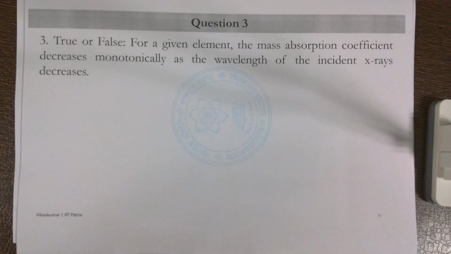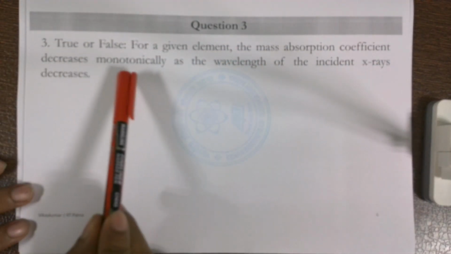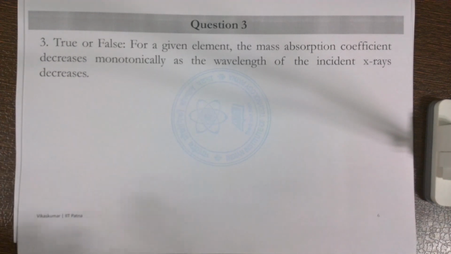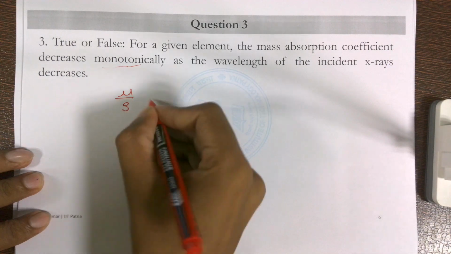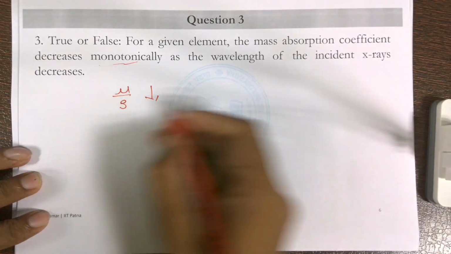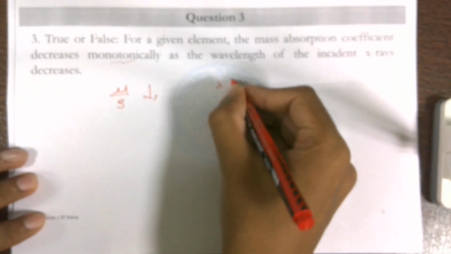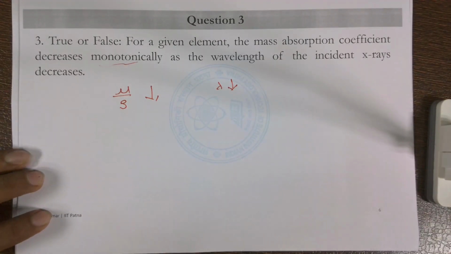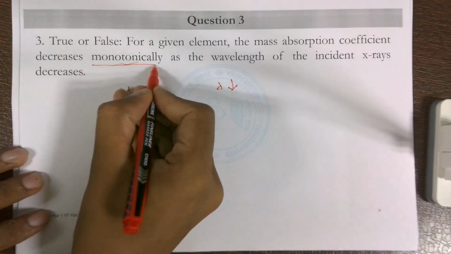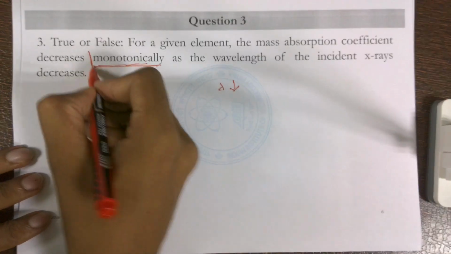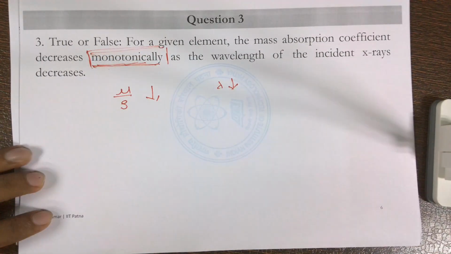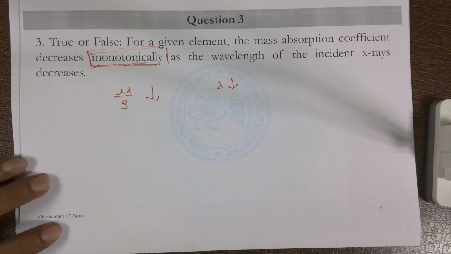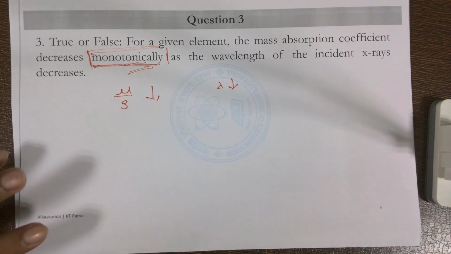The question is true and false. For a given element, the mass absorption coefficient decreases monotonically, telling that mu by rho will just keep on decreasing as the wavelength of the incident X-ray is decreasing. The emphasis over here is monotonically. What do you think? Is it true or false? It will just continuously keep on decreasing, or somewhere it will increase.